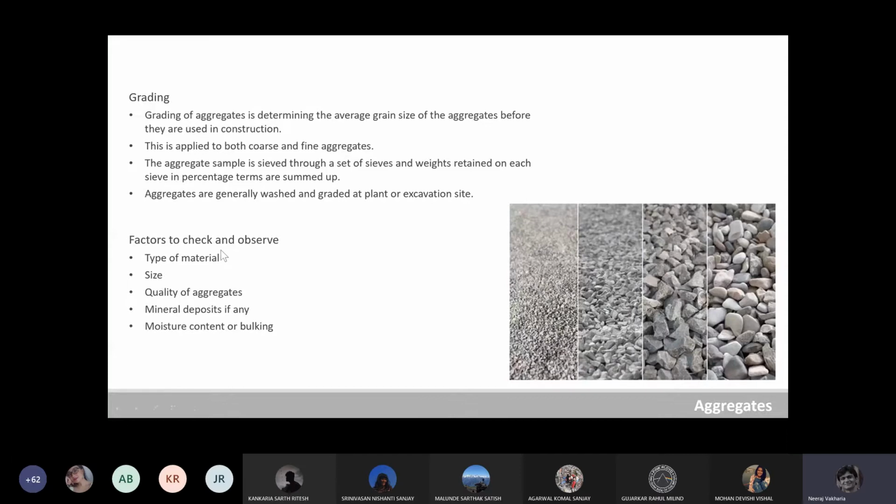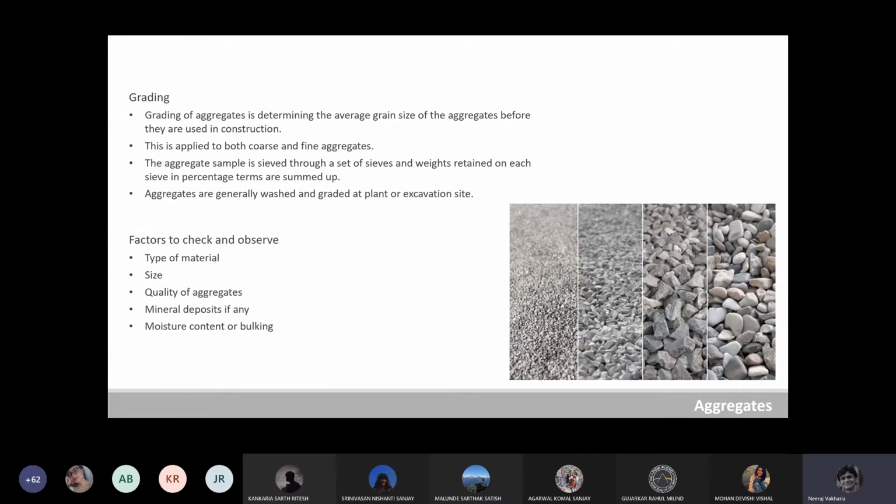So the factors to check and observe: the type of material, which stone or which particular material it is. Then the size, we grade it. If they are crushed from stones, then they might be of a proper size. But if we are getting it from natural sites, then we might have to grade it. We have to check the size which is available. Then the quality of aggregates. Okay, if it is clean or not clean, the shapes, everything we have to see. Mineral deposits, if there are any over it.